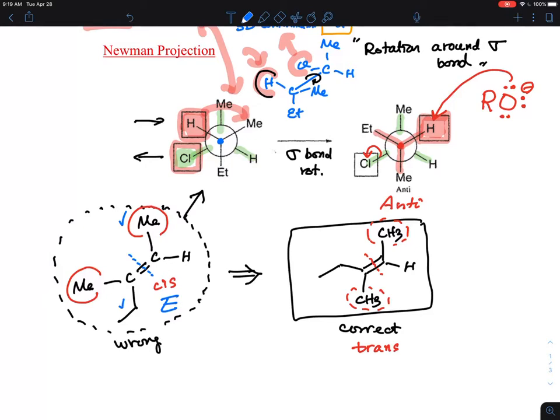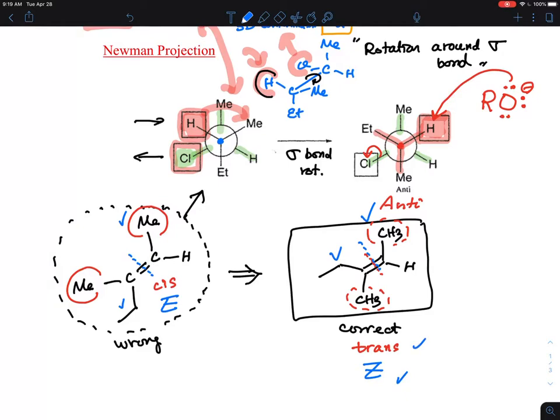Whereas in this one, if you look at this, this is a high priority group, and that's a high priority group, and that's Zusammen. So this is a Z isomer. This is one of the rare cases where Z, zusammen, is actually the trans isomer.